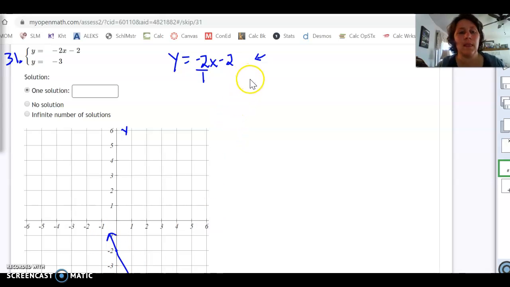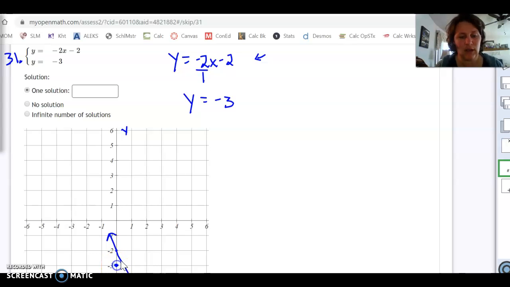All right. And then my next line is the line y equals negative 3. Now these are the tricky ones. They're easy, but they're tricky. So we're going to go to the y-axis. So match up our axis. So y to y. So we're going to go to the y-axis, and then we're going to go down to negative 3. Negative 3 is down here, and we're going to make a mark right here at negative 3.